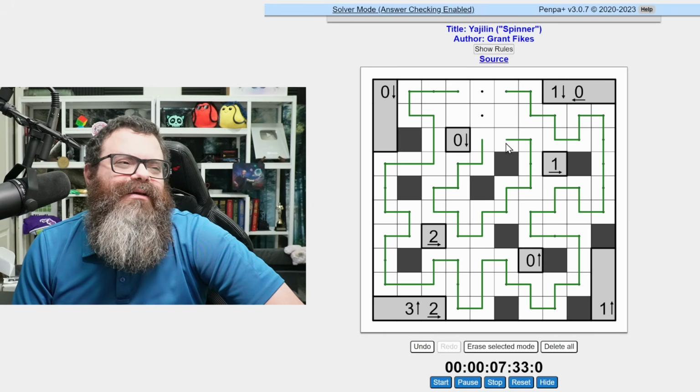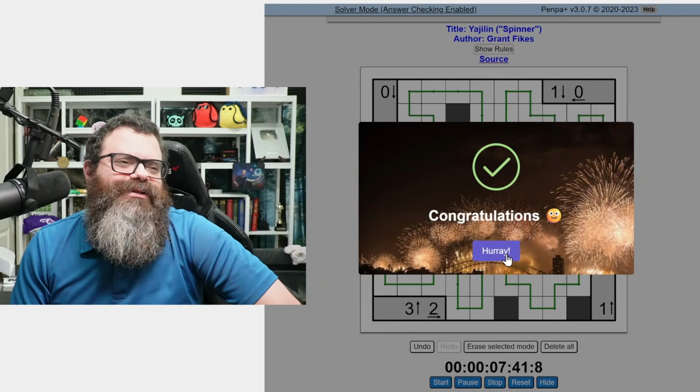So that goes up. Don't make a loop, so that goes up. Don't branch, so that goes up. Don't make a loop, so that goes up. This is now a corner. And so that's shaded. Oh, and we just finished. Okay.